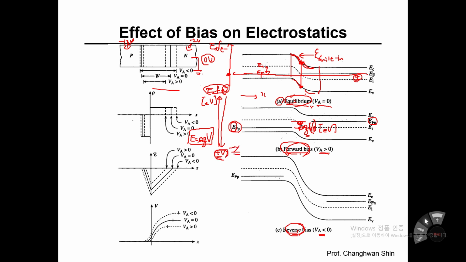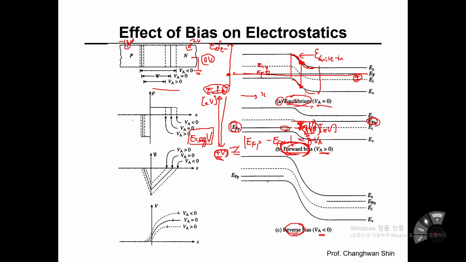So now the PN diode is under forward bias. A certain amount of positive bias, maybe q times VA, has been applied onto the P side. That is the main reason why the Fermi energy level on the P side is slightly misaligned with the Fermi energy level on the N side. So EFP minus EFN, this energy difference, corresponds to q times VA.